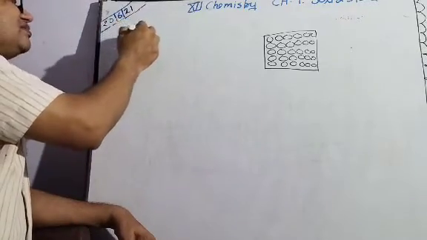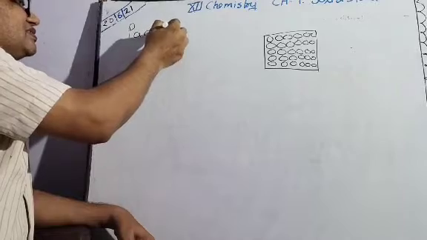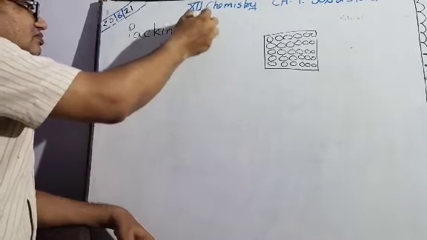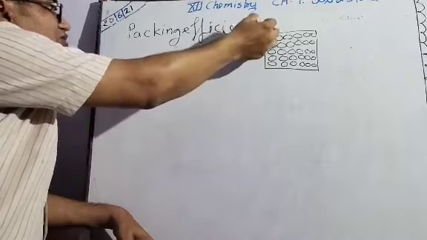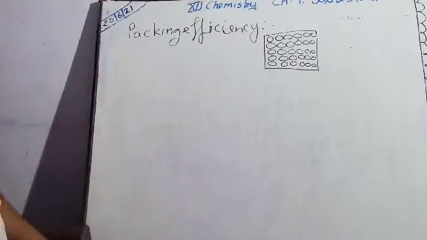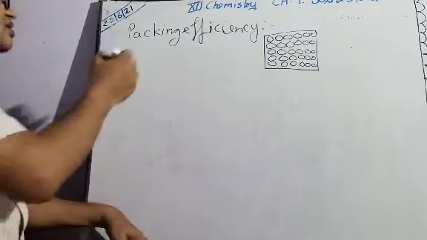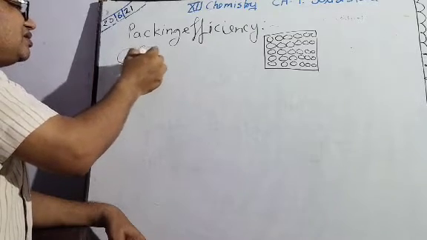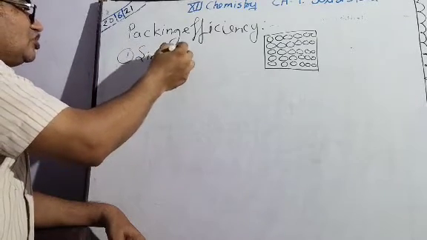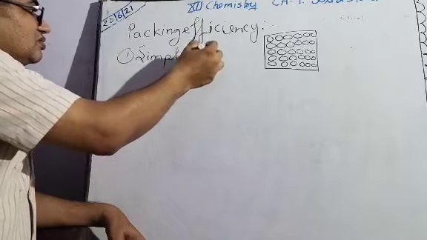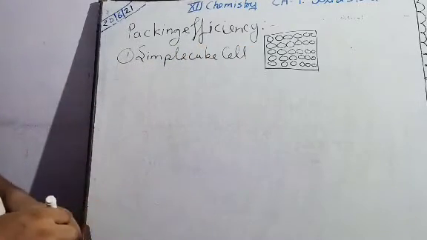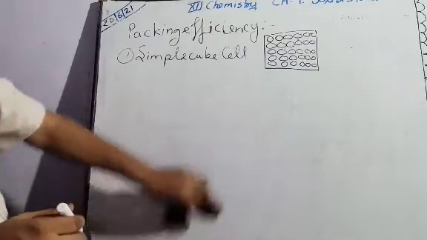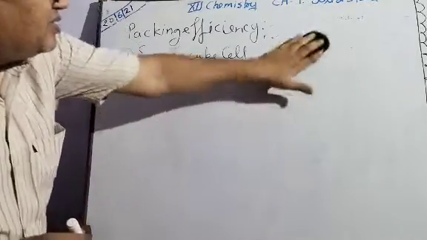So the packing efficiency we have discussed for three things. Number one, simple cubic cell, the simple cubic cell arrangement or simple unit cell.